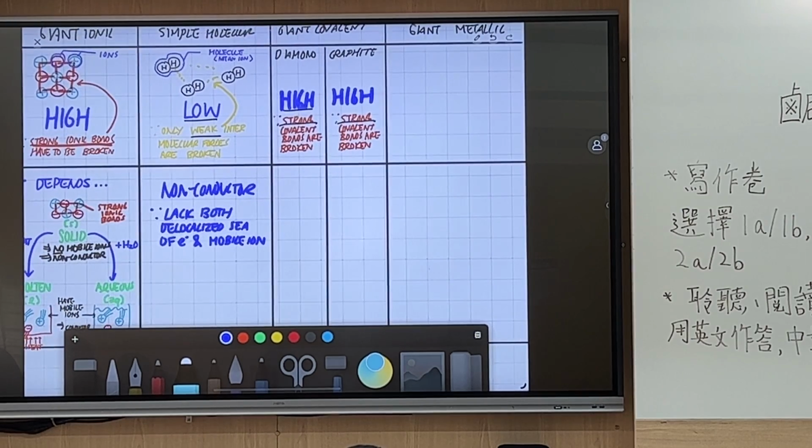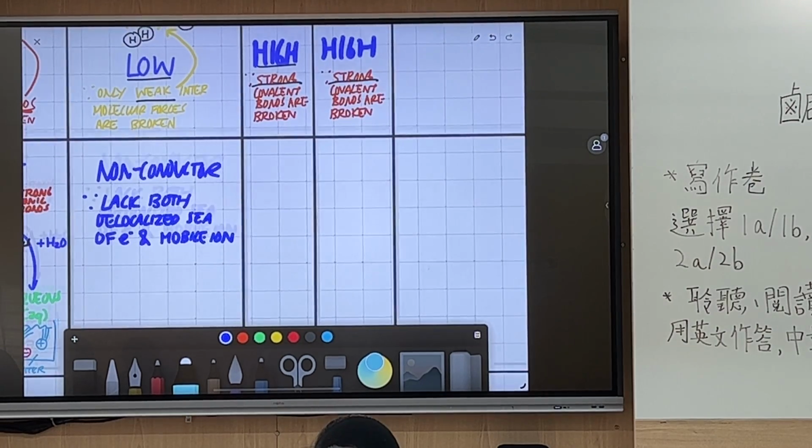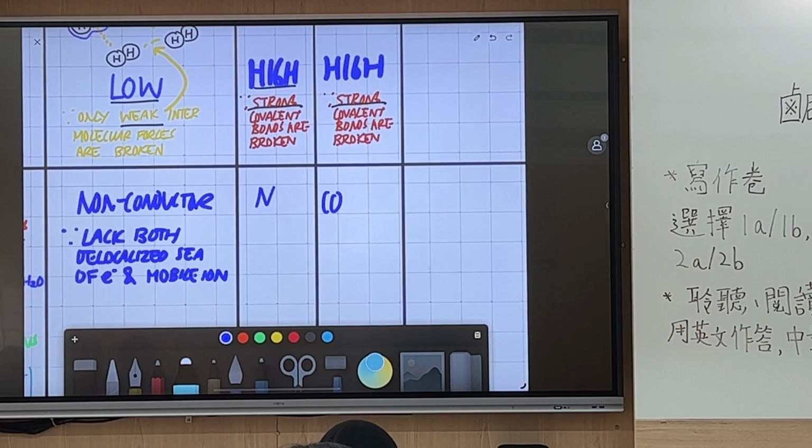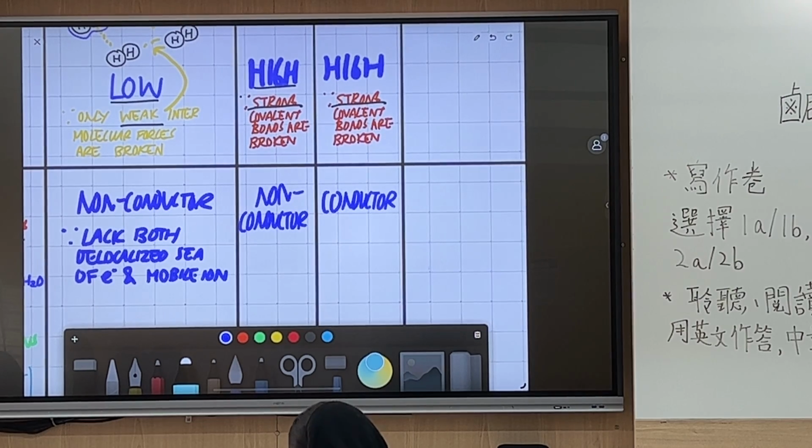So next up we have diamond and graphite. Which of these two forms of carbon is a conductor? Graphite. Okay, so can you put down conductor? Make sure you write in the correct order. It's graphite, they will be conductor. For diamond, we will still put insulator or non-conductor. Okay, so non-conductor. So graphite is a conductor.